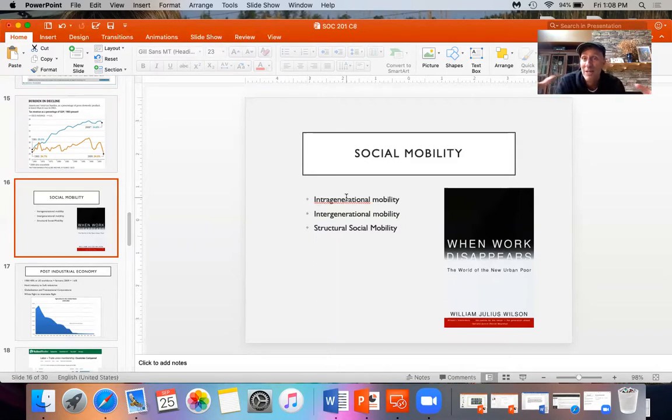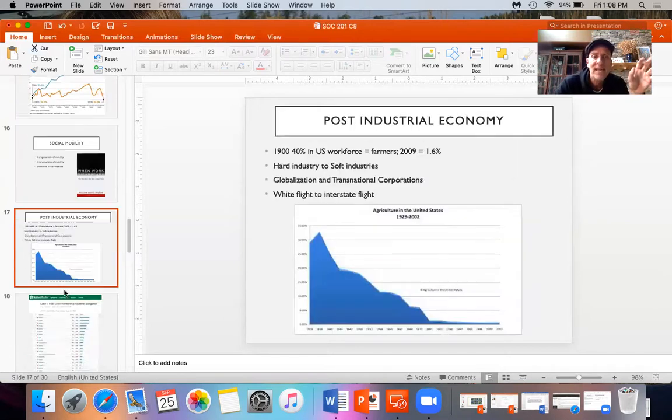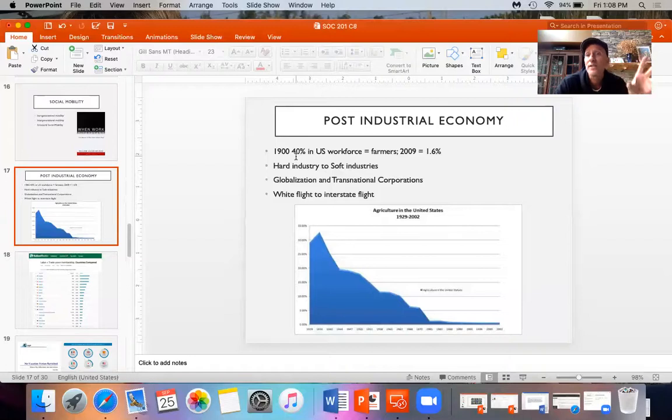A lot of what we're talking about here is structure, right? Like something happened with the economy that's much more macro level. And that thing that happened was a post-industrial economy, that we moved to less manufacturing, more services.